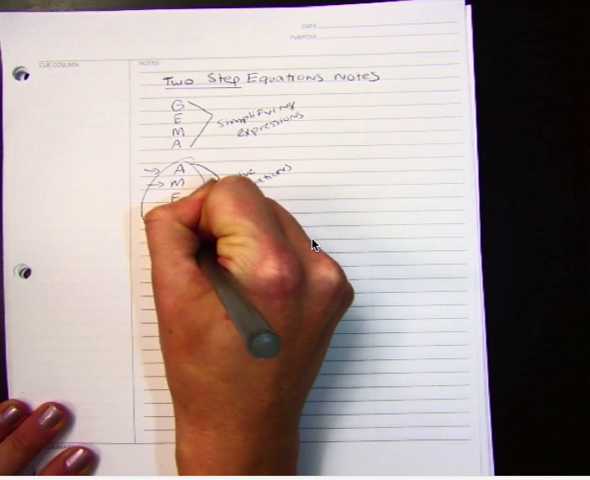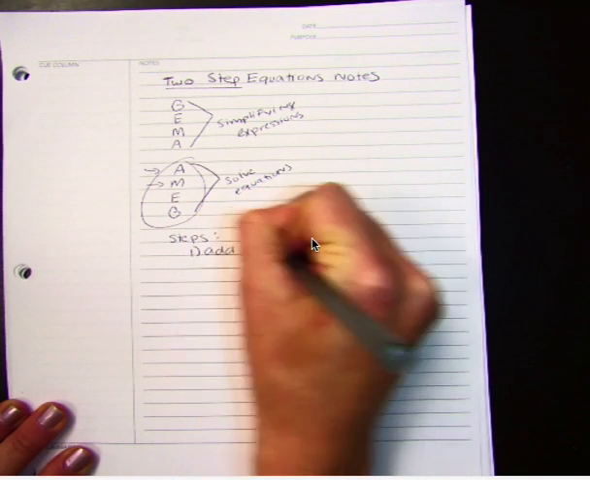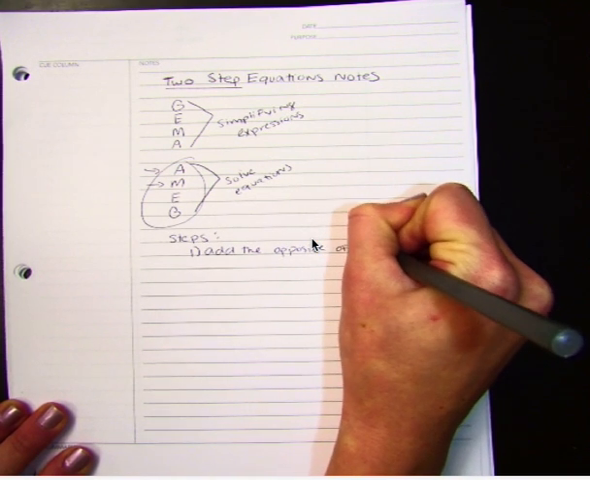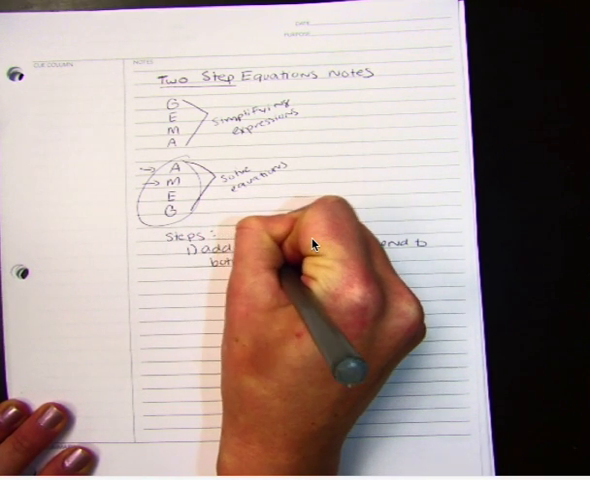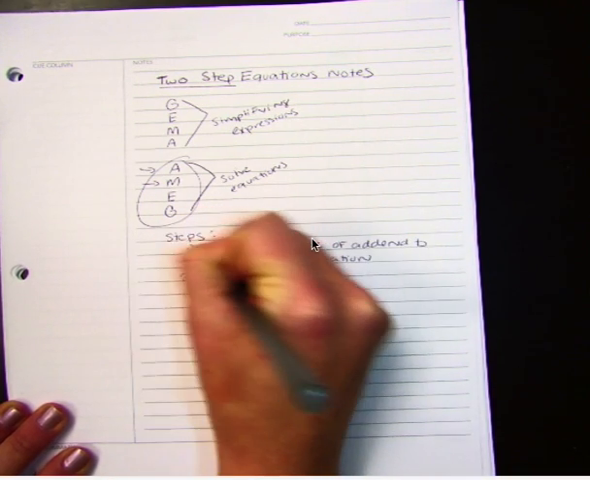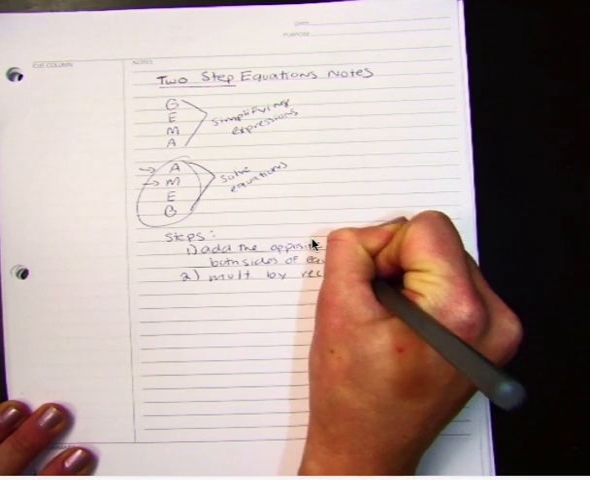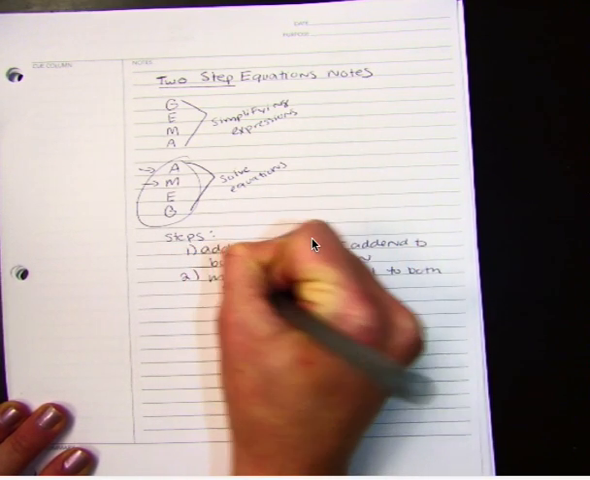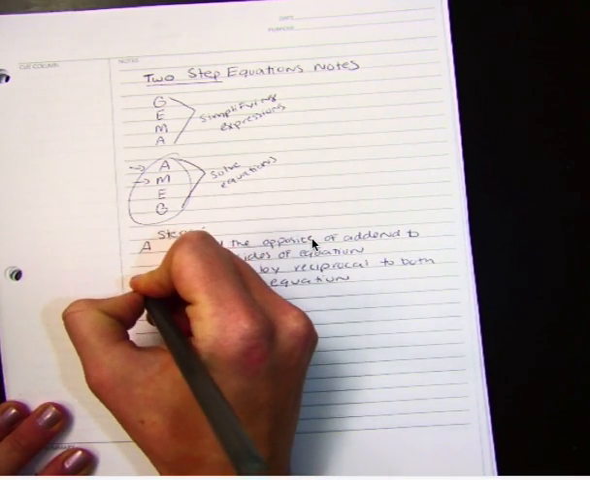So steps to solve a two-step equation are 1. Add the opposite of the addend to both sides of the equation. And 2, multiply by the reciprocal to both sides of the equation. Okay, so if you notice, this is A, M.